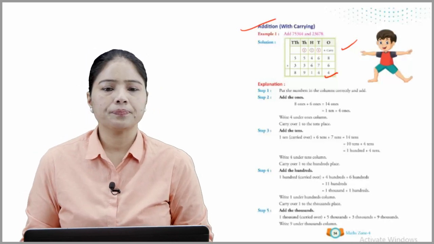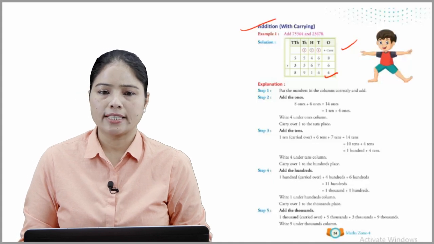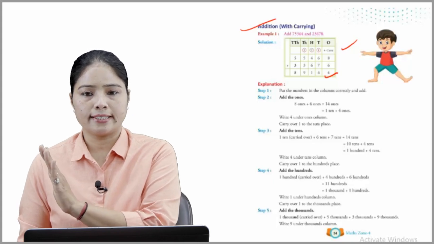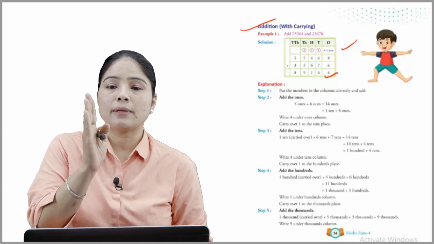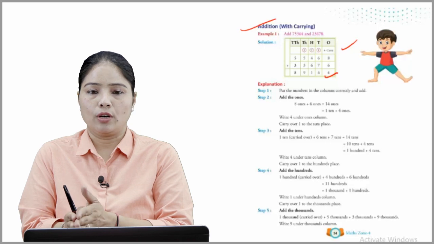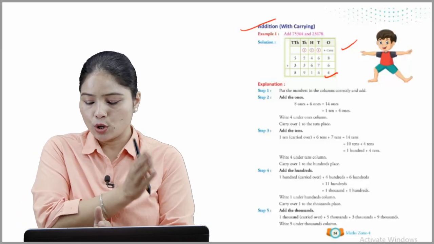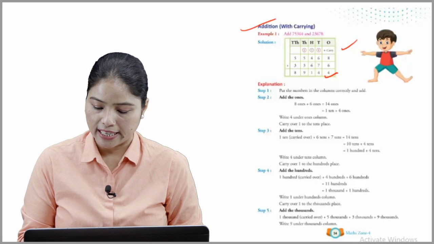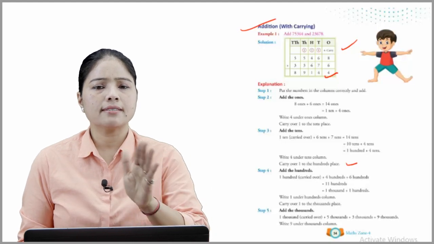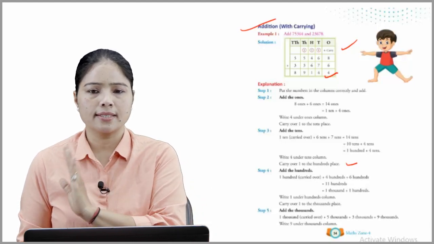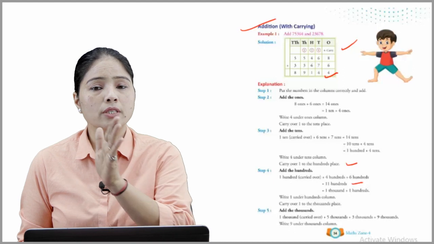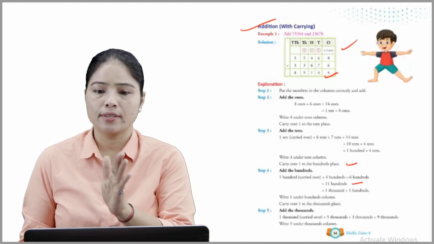Now step number 3. Add the tens. अब tens को add करना है हमने. 1 ten, meaning carried over, plus 6 tens plus 7 tens is equal to 14 tens. And 14 tens कैसे होता है? 10 tens plus 4 tens means 1 hundred plus 4 tens. Write 4 under the tens column. Carry over 1 to the hundreds और जो हमारा carry है वो 100 की place पे चला जाएगा. ठीक है? Now step number 4. Add the hundreds. 1 hundred, meaning carried over, plus 400 plus 600 is equal to 11 hundreds. So 1 thousand plus 1 hundred, write 1 under the hundreds column.